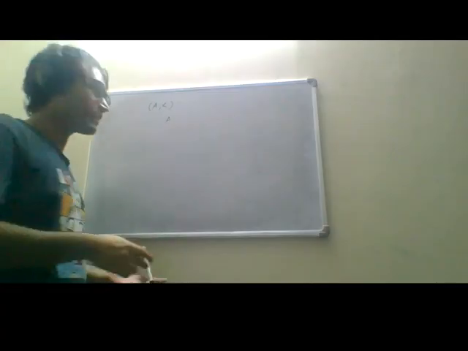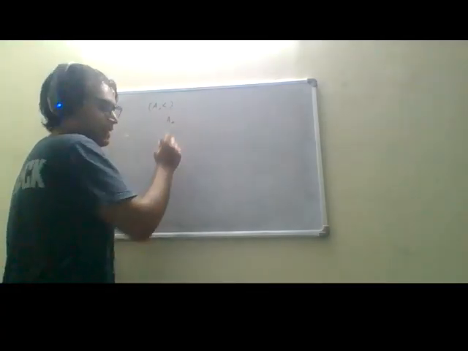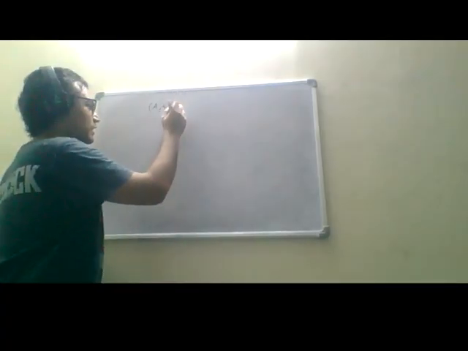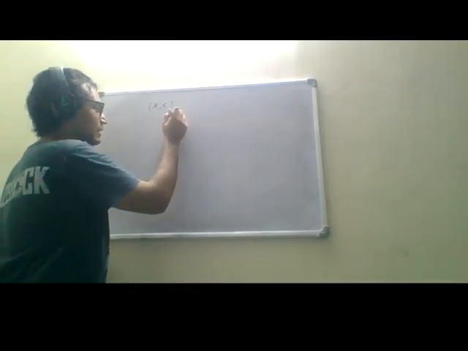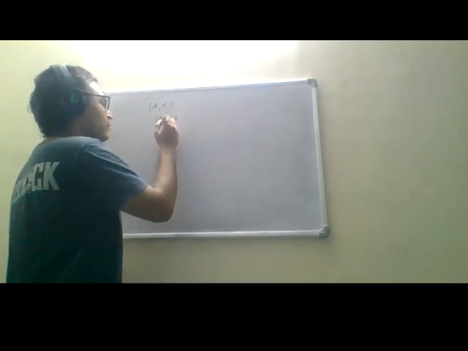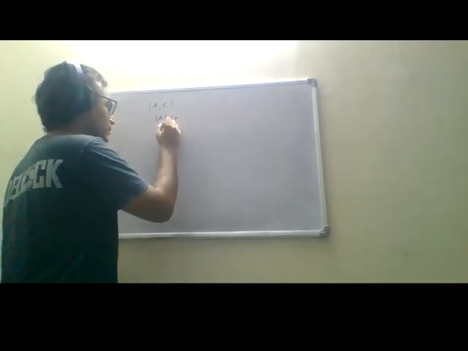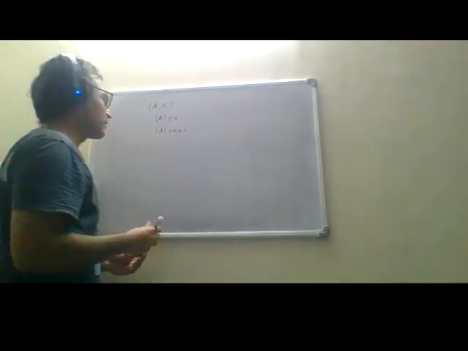For finite sets, that's the method. So assume it's true for all sets of cardinality less than or equal to n. Now we have to show that this applies for sets of cardinality n plus 1. Note that cardinalities are unique, so we can write this.